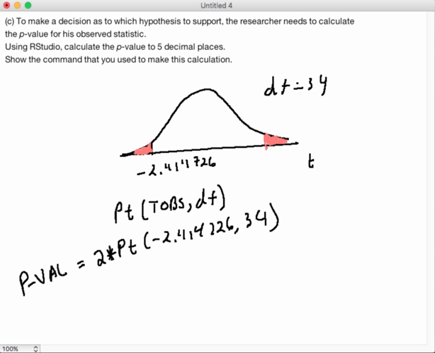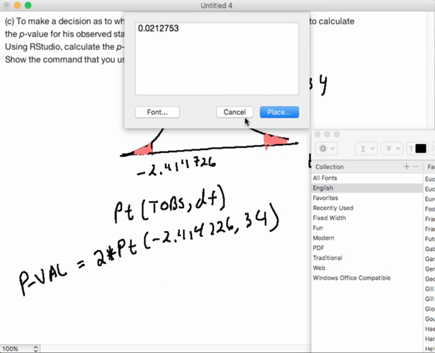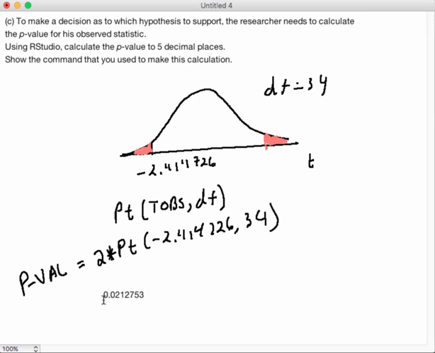Okay, so let's go back over to Paintbrush. They said they want it to 5 decimal places. So calculating that to 5 decimal places, that's equal to that number right there. All right, so now, once I've done all these calculations, what does it mean?